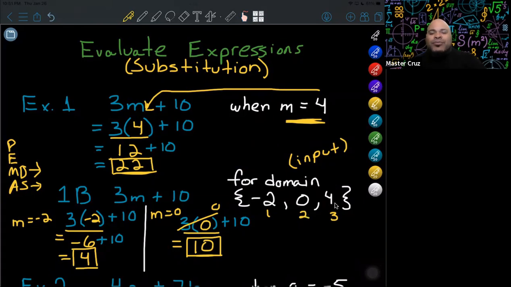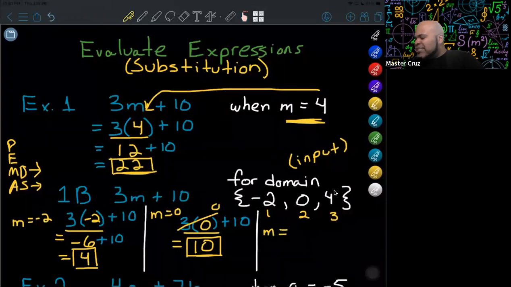Now we're going to repeat the same process with the last one, which is m equals 4. Okay, m equals 4. But we actually don't need to do this because we just did it. That was the first part, right? That's example 1, m equals 4. So we know that here the answer is 22. When m equals 4, the answer is 22.